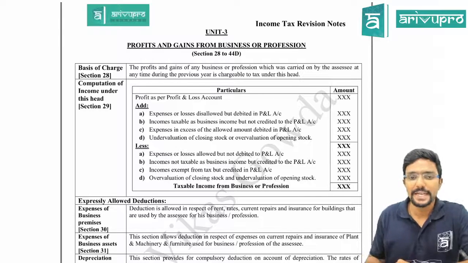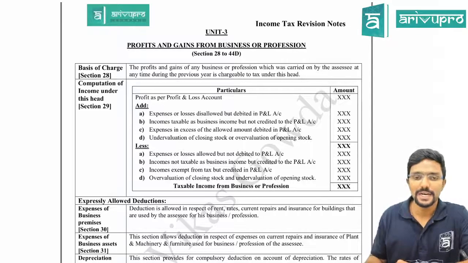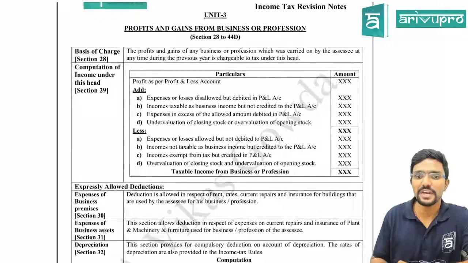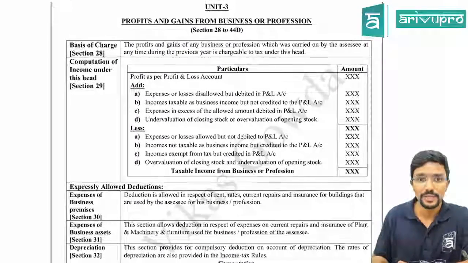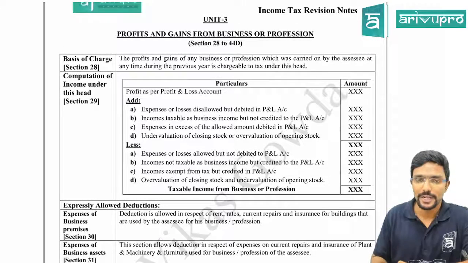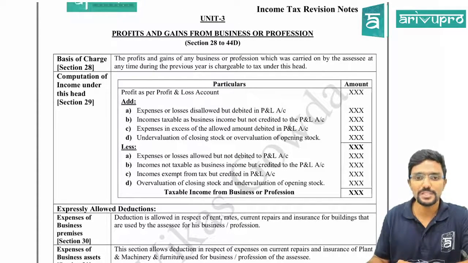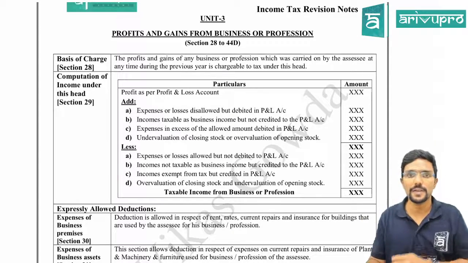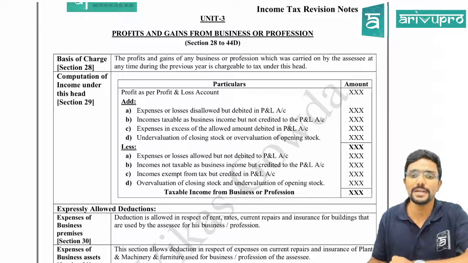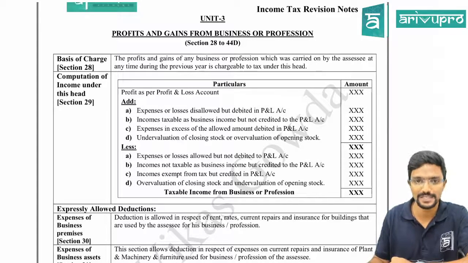So we will quickly recap Unit 3, that is the third head of income, which is profits and gains of business or profession, which deals in section 28 to 44D. Section 28 being the charging section will tell any income or any profits and gains of any business or profession which was carried on by the assessee at any time during the previous year. If you have earned any profits and gains from that, it is chargeable to tax under this head.